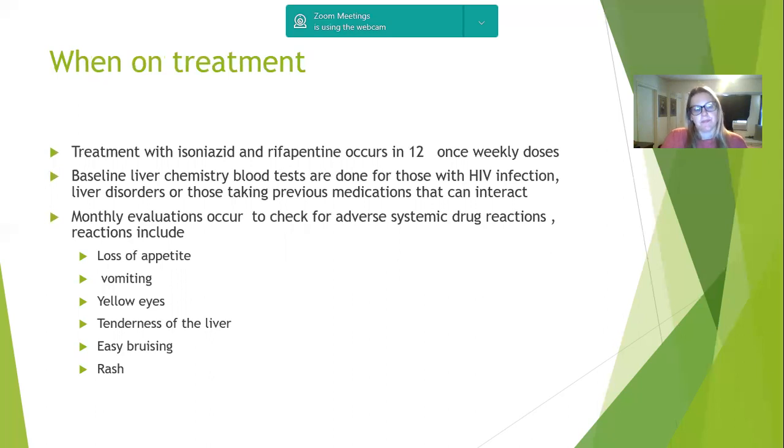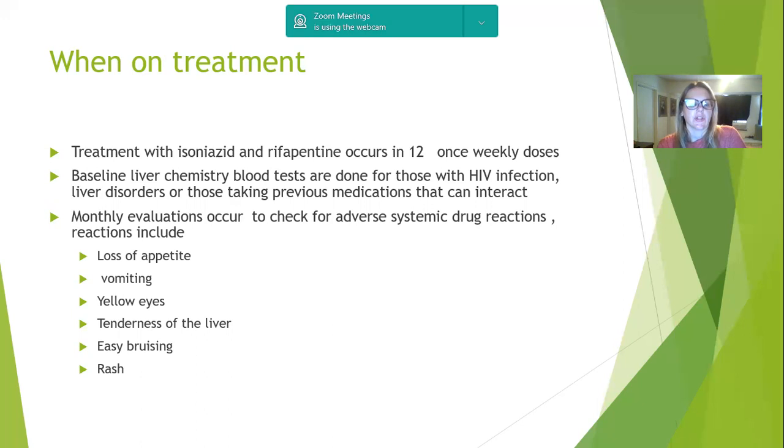Treatment with isoniazid and rifampicin occurs in 12 once-weekly doses. Baseline liver chemistry blood tests are done for those with an HIV infection, those with liver disorders, or those taking previous medications that can interact. Always have the baseline liver chemistry blood test done.